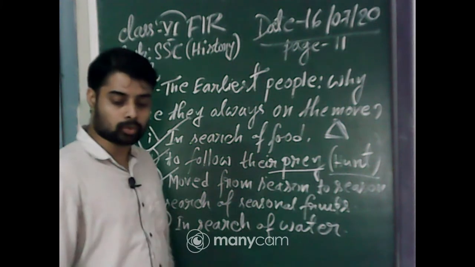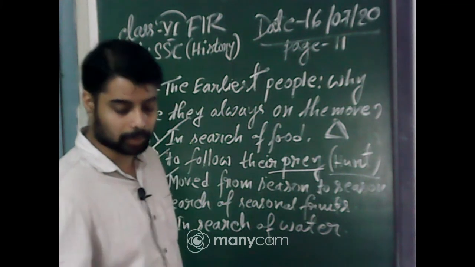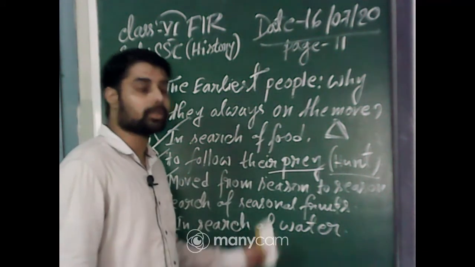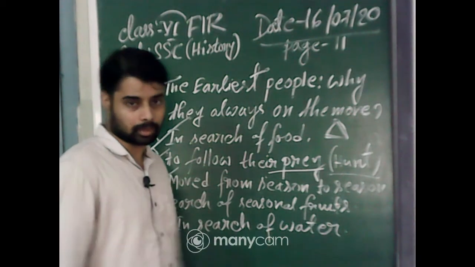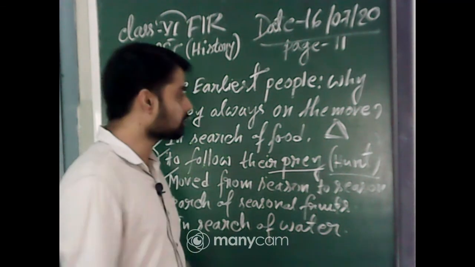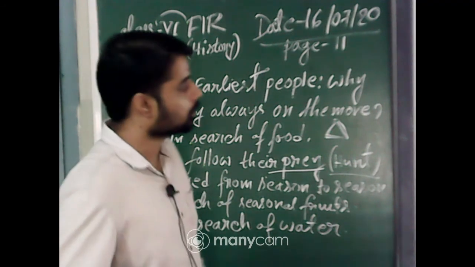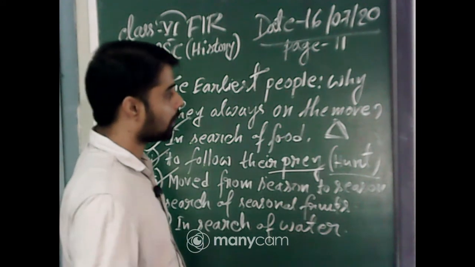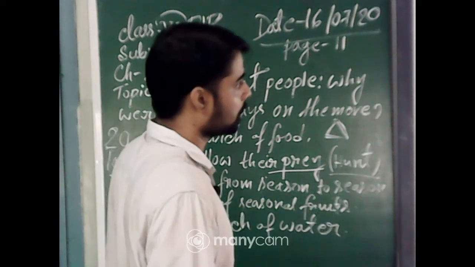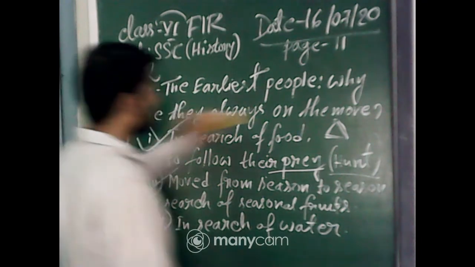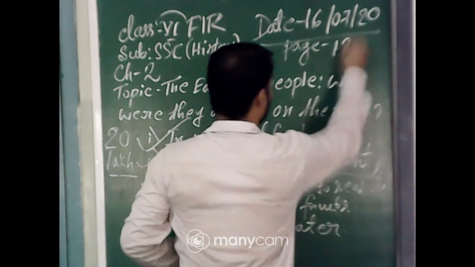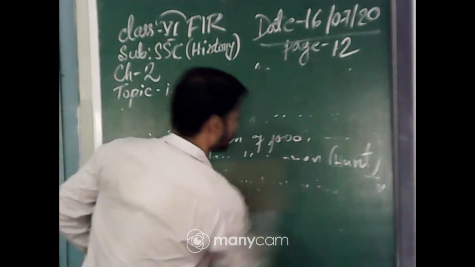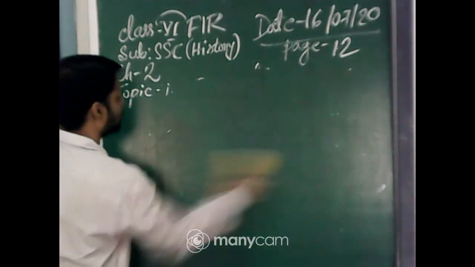Now, we will discuss how we know about these people: that they migrated from one place to another, their food habits, their clothes, their habitation, their agriculture. Now, we will discuss from page number 12. So, open your page number 12 now. The next subunit: how do we know about these people?